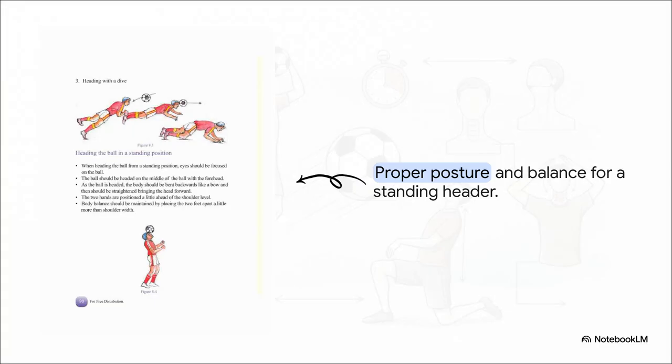Take a look at this illustration. Notice how the player perfectly captures that exact bow posture we were just talking about? Look closely at the foot placement. They're firmly planted a bit more than shoulder width apart to keep that balance. Check out the arms, too. The hands are positioned slightly ahead of shoulder level, kind of acting like a counterbalance. And look at that curved spine, leaning back, totally primed to transfer all that kinetic energy straight through the forehead and right into the ball.